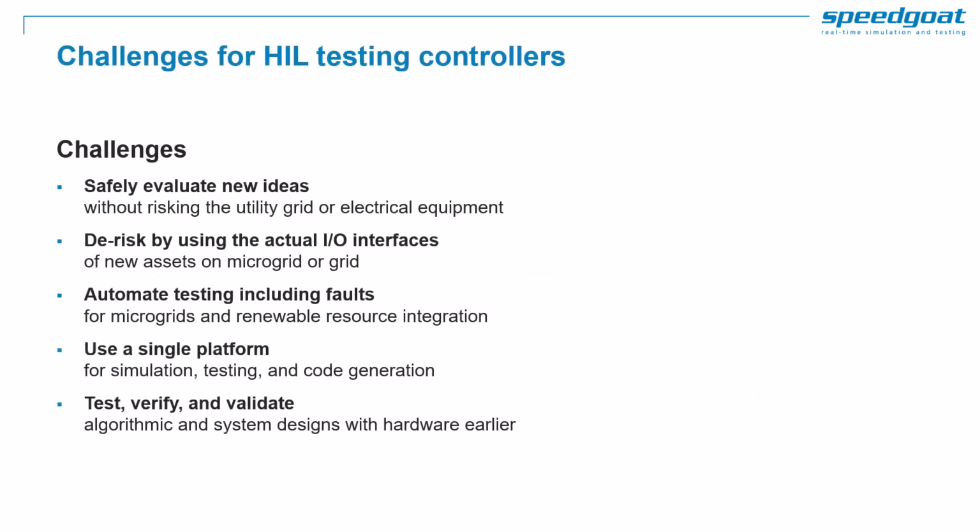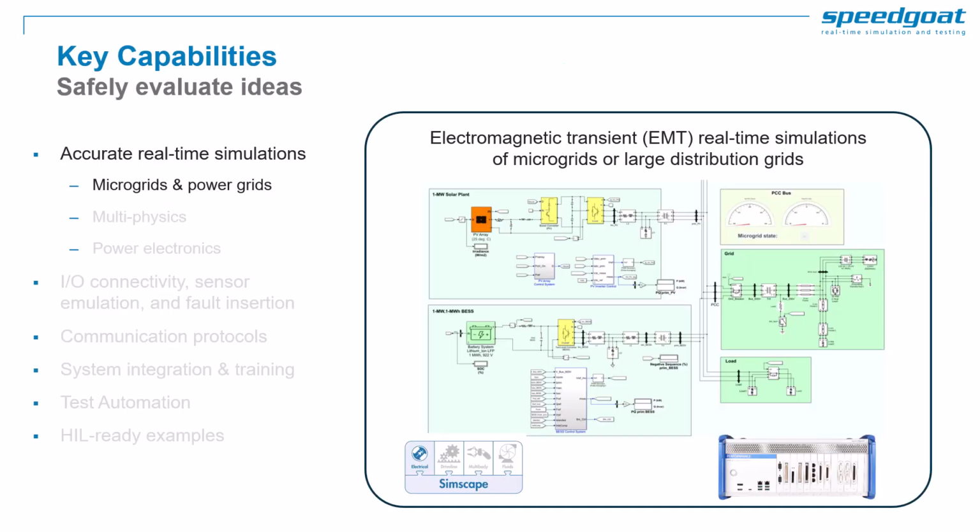At the beginning of this webinar, we have identified the key technical challenges from testing controllers for microgrids and renewables. Let's now just go through our capabilities as they address each of these challenges. We want to evaluate early ideas safely without risking damaging the grid. For this, we need accurate simulation models of microgrids and utility grids.